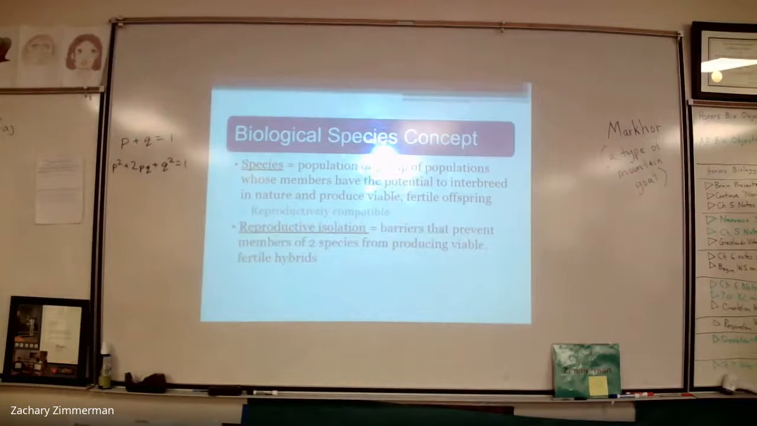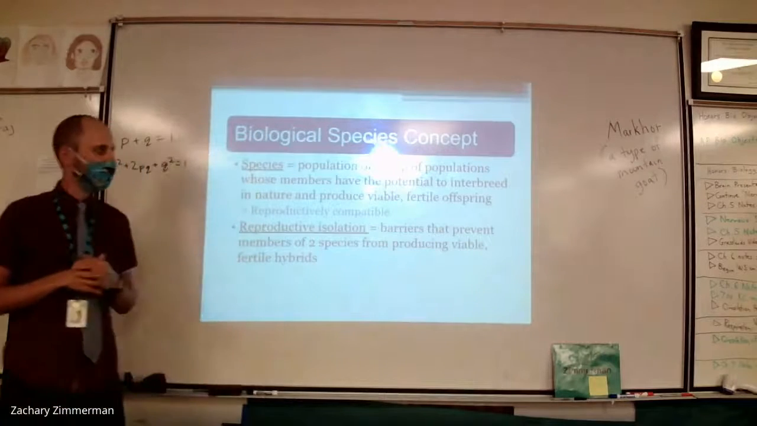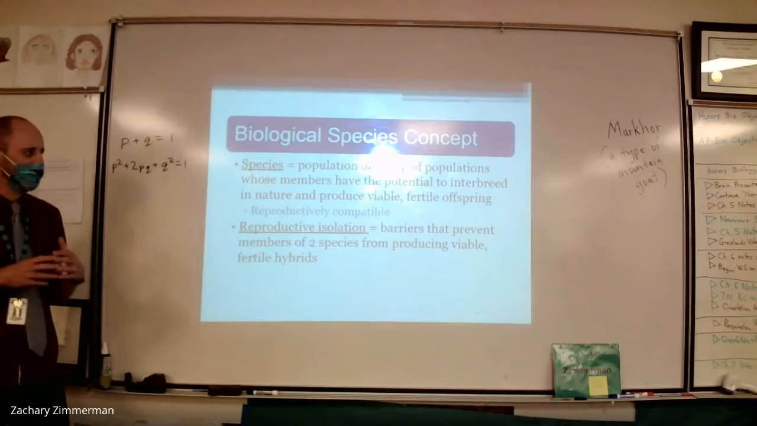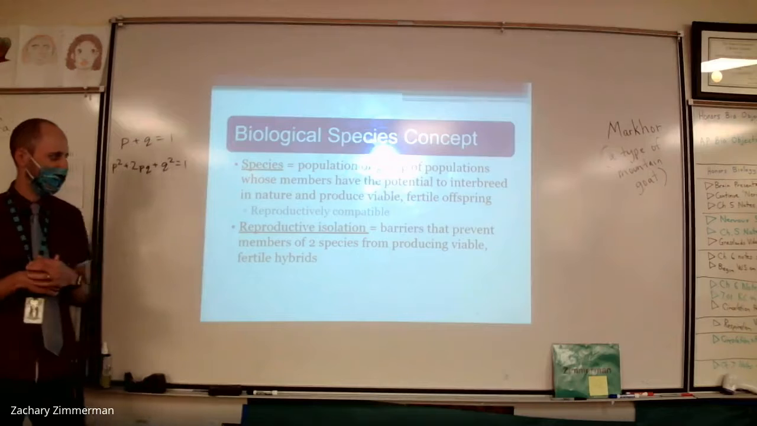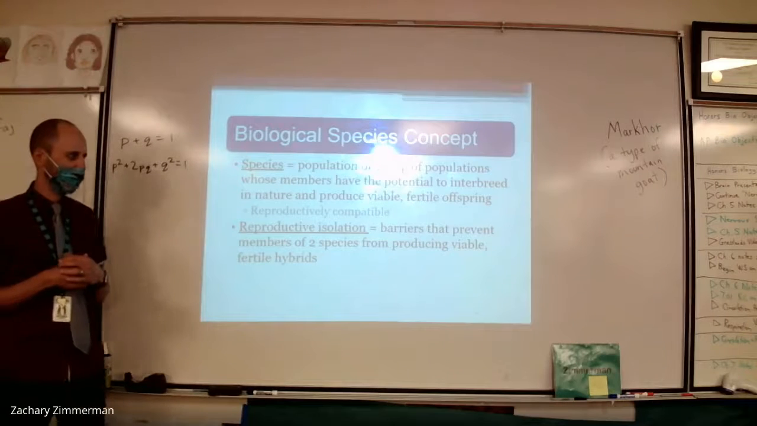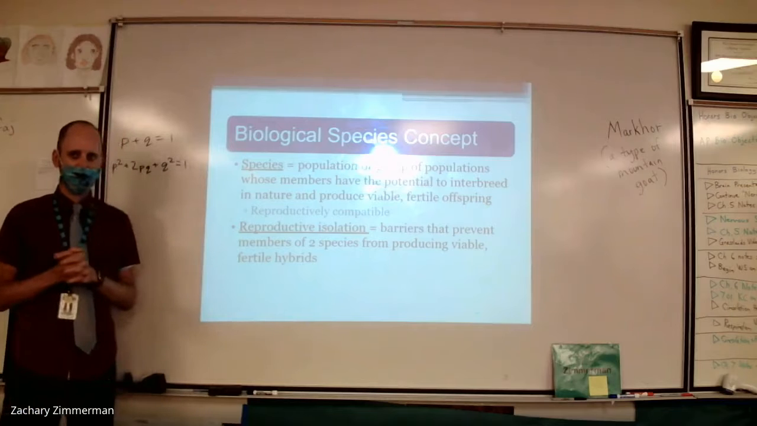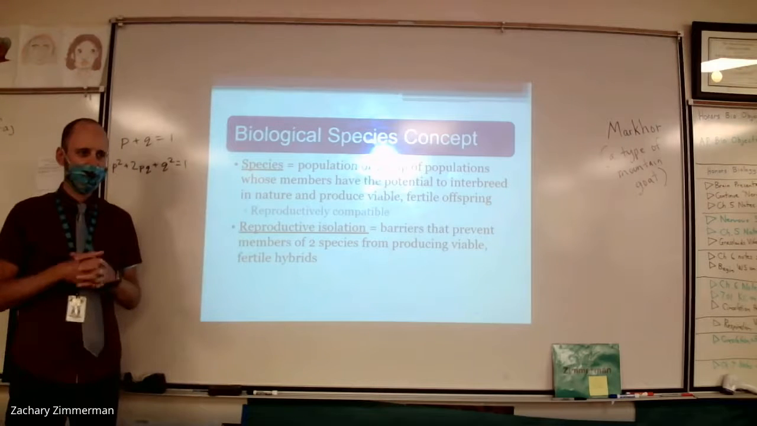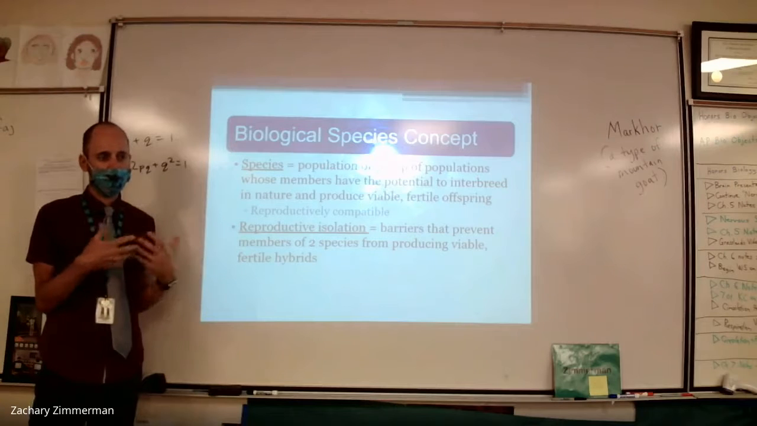But let's move on to probably the most easily understood way of defining a species. Your book talks about this. A species is a population or a group of populations whose members have the potential to interbreed in nature and produce viable, fertile offspring. In other words, they're reproductively compatible, and we've observed them to be such.